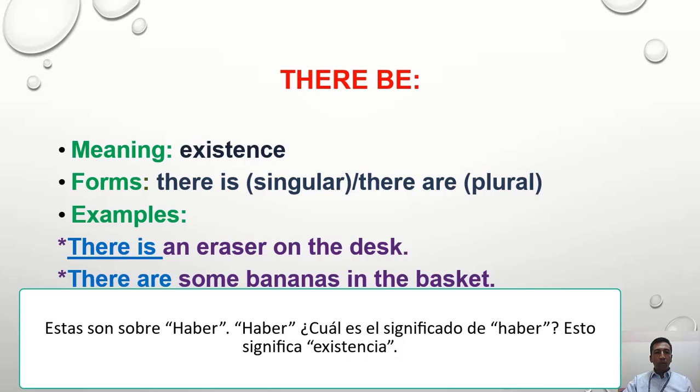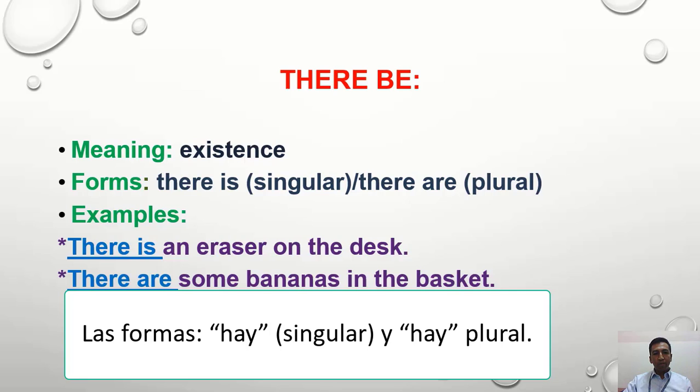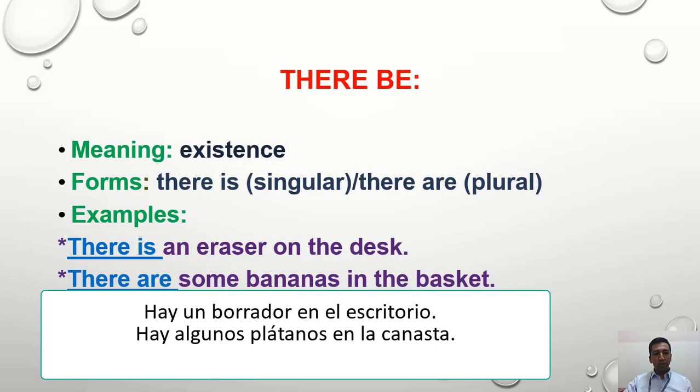There be. What is the meaning of there be? It means existence. The forms there is for singular, there are for plural. Examples: there is an eraser on the desk. There are some bananas in the basket.